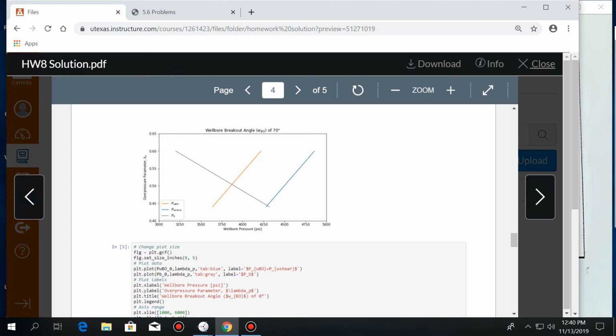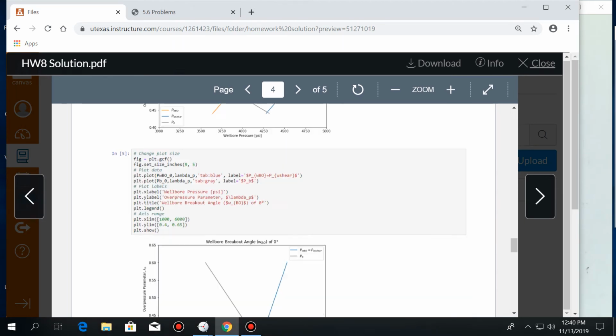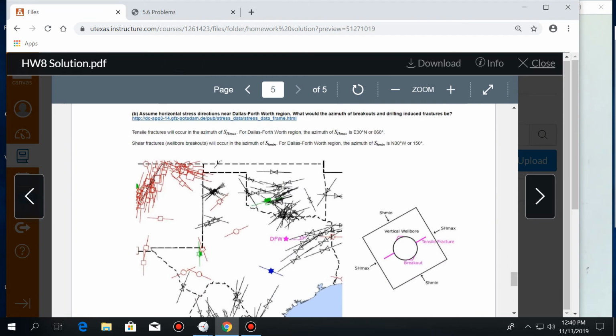Conceptually, higher pore pressure brings along lower effective stresses, which make the rock weaker, and that makes the drilling window smaller. All right, so you have all the calculations here.